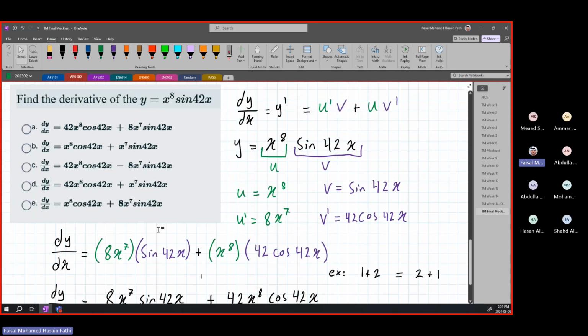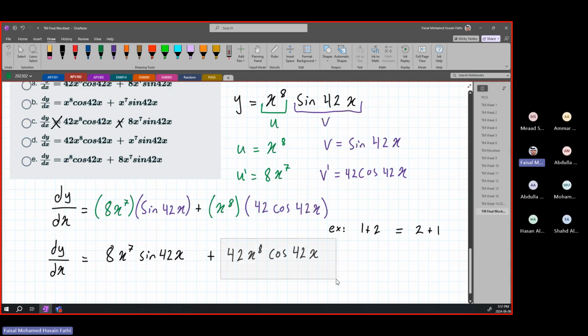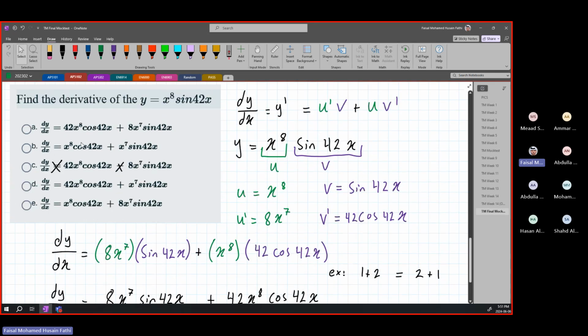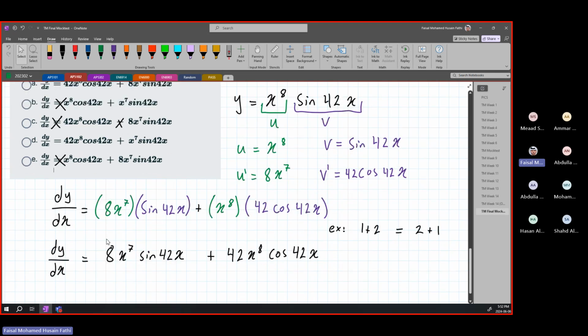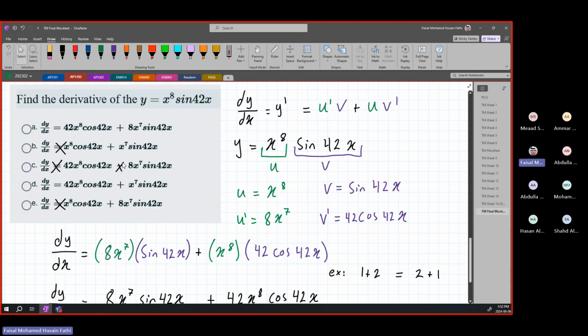So let's look at what we have. First thing, I can instantly say that this is wrong because there is no negative sign. We have plus. This is the first thing. Now let's look at 42x power 8 cosine 42. So the first one has it, the second one doesn't have it. The third one has it, the fourth one doesn't have it. So we know that one of these two is our correct answer. Now let's look at our sine. We have 8x power 7. So the first one has it, the second one doesn't have it. That means it's not this, it is this. This is our answer. All right?